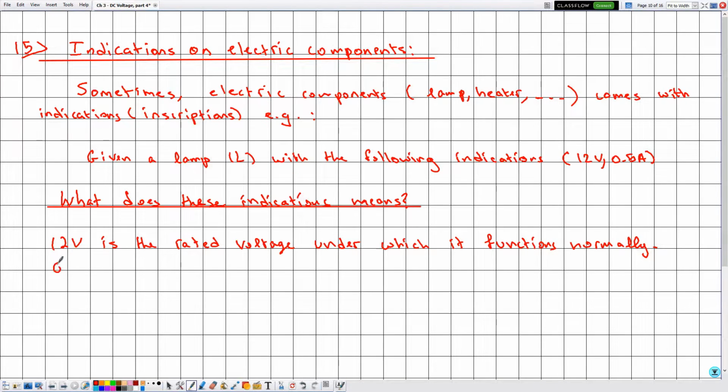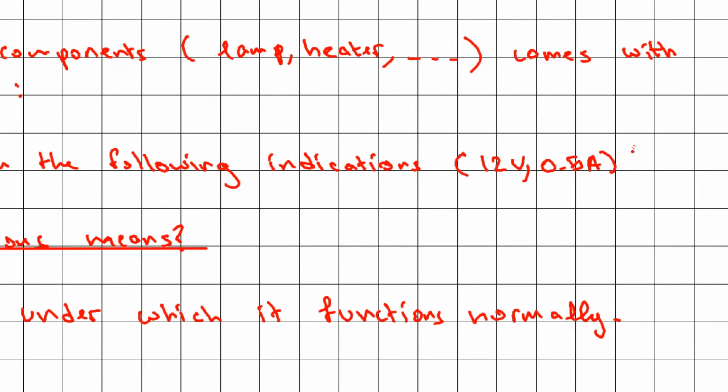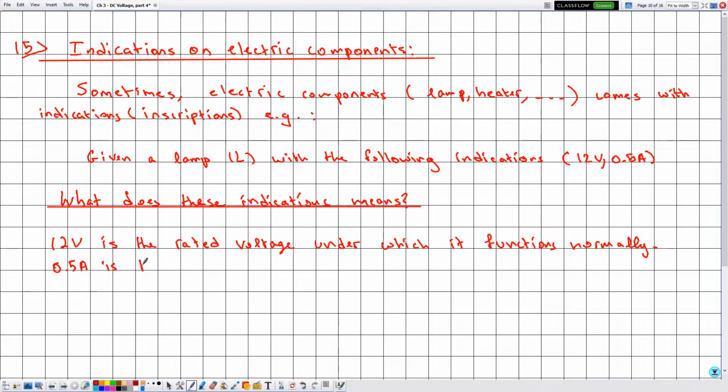Now as for 0.5 amperes, amperes refers to the unit of the current, so this quantity represents an electric current. Then it's given by the rated current. Why do we call it rated? Because it's simply being labeled on the lamp L, so it's the rated current under which it functions normally.